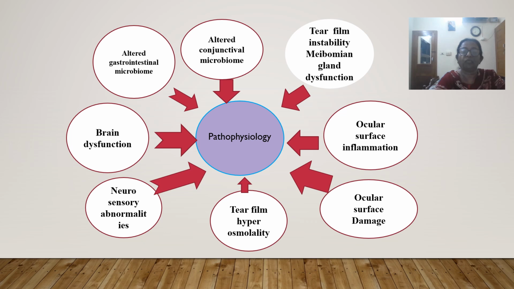So here you can see the pathophysiology. There are so many things in the pathophysiology: alteration in the conjunctival microbiome, tear film instability, that is the meibomian gland dysfunction, ocular surface inflammation, ocular surface damage, tear film hyperosmolality, neurosensory abnormalities, brain dysfunction, altered gastrointestinal microbiome. These are all the pathophysiological changes occurring inside the eye.